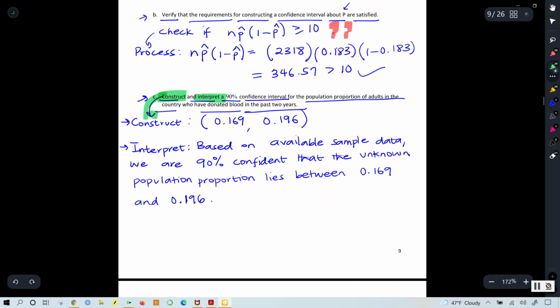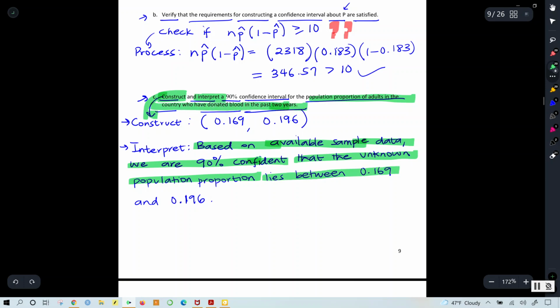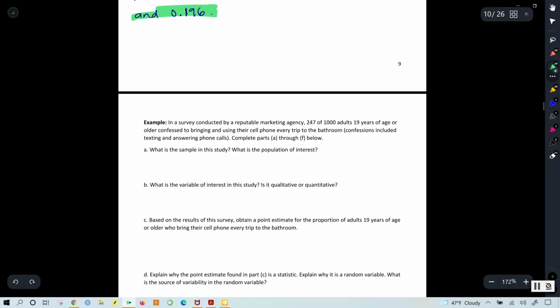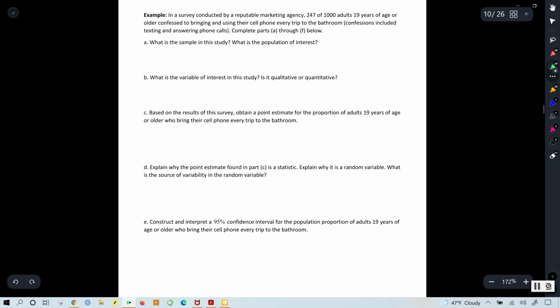Here we go. So we interpret as follows. Based on the available sample data, we are 90% confident that the unknown population proportion of adults in the country who have donated blood in the past 2 years lies between 0.169 and 0.196. With that interpretation, we proceed to the next example.